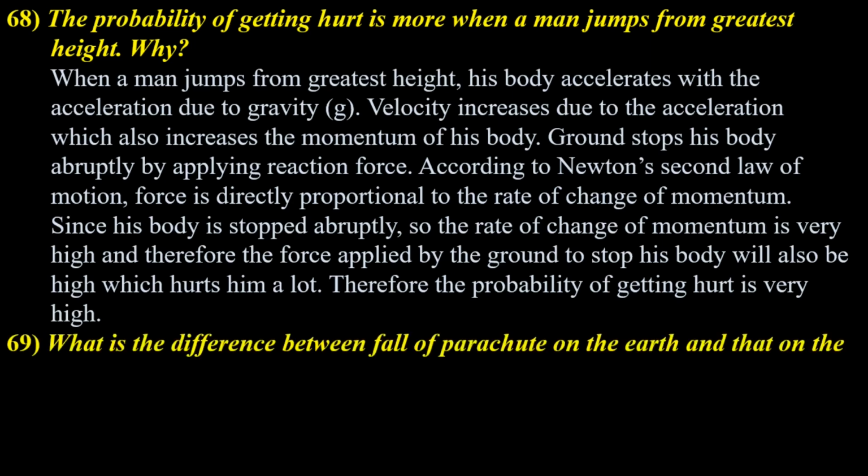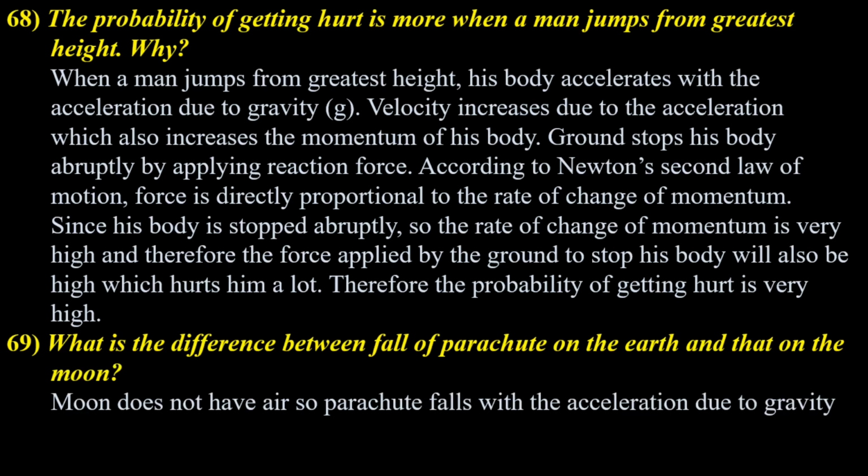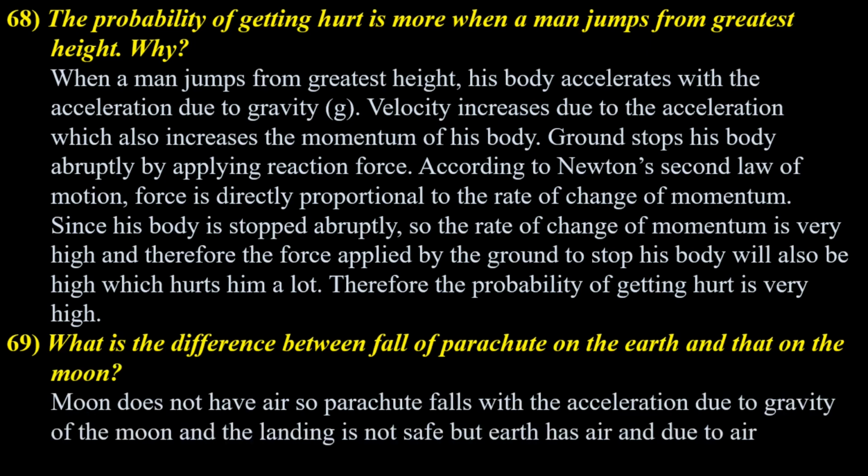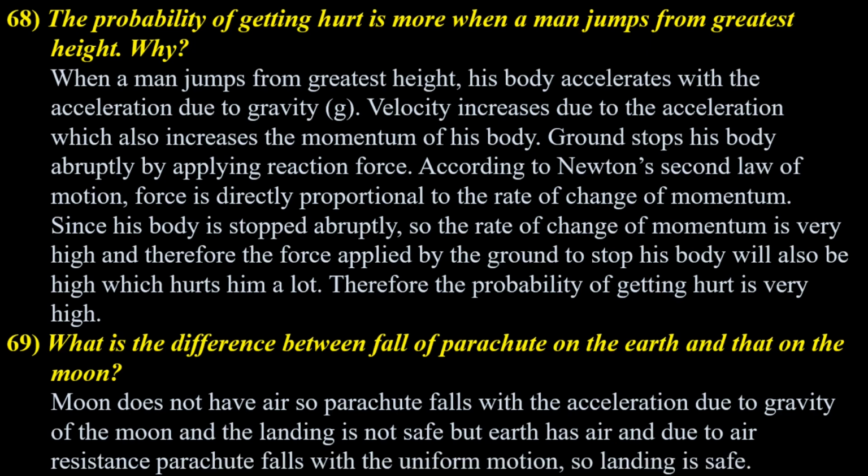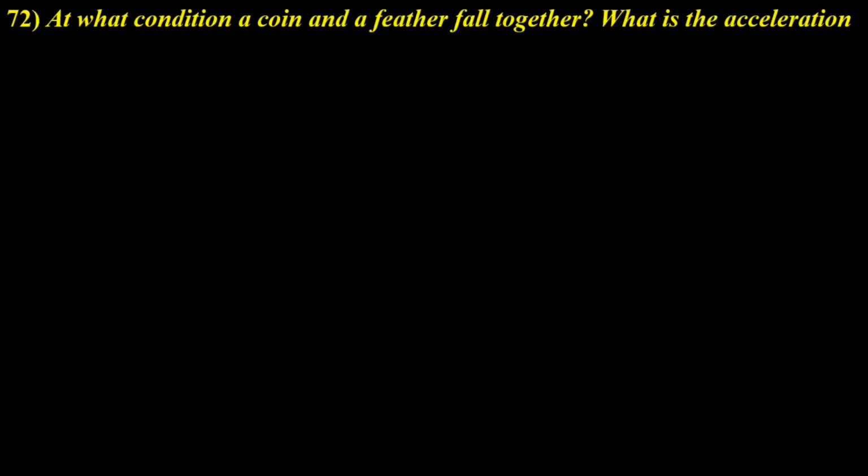What is the difference between the fall of a parachute on the earth and that on the moon? The moon doesn't have air, so the parachute falls with the acceleration due to gravity of the moon and the landing is not safe. But the earth has air and due to air resistance, the parachute falls with uniform motion, so landing is safe.